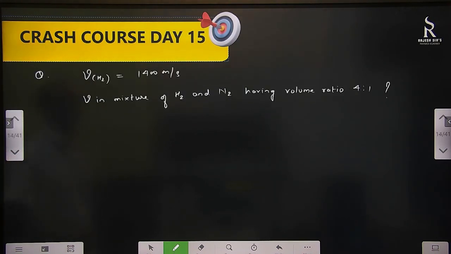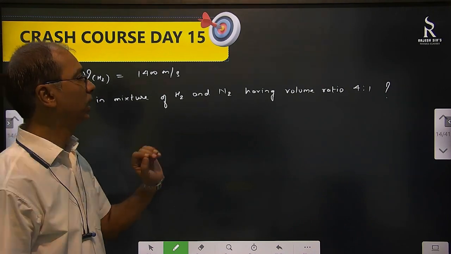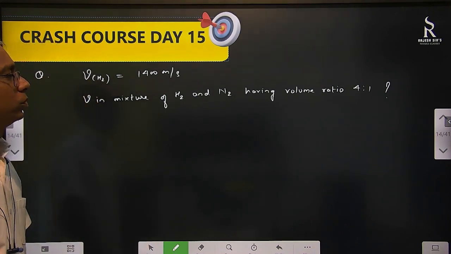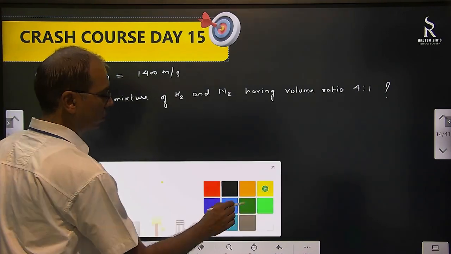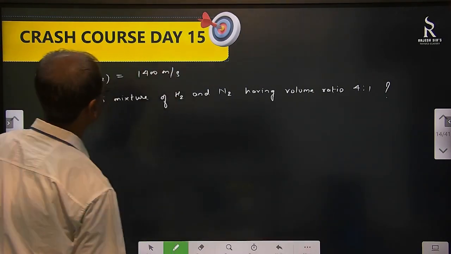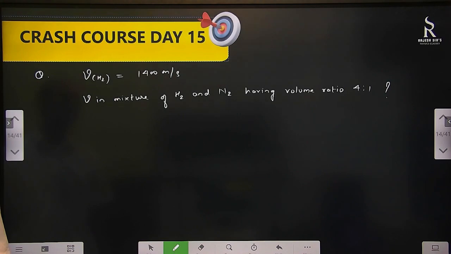Next. Velocity of hydrogen is 1400 meter per second. Okay. Velocity in a mixture of hydrogen and nitrogen having volume ratio 4:1. Alright, what we have to do here? Velocity in mixture of hydrogen and nitrogen.